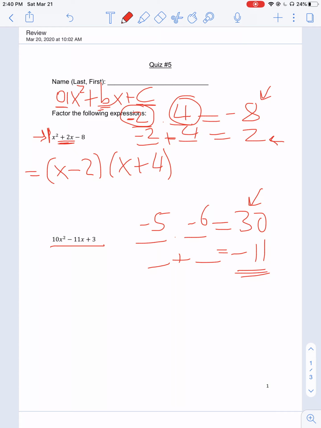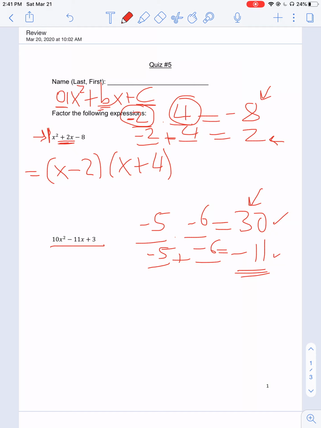Start from 1, then try 2, and then try 3. Increase your number by 1 all the time, and then eventually you'll find a combination that works. Okay, so -5 minus 6 is -11. So this satisfies both conditions.